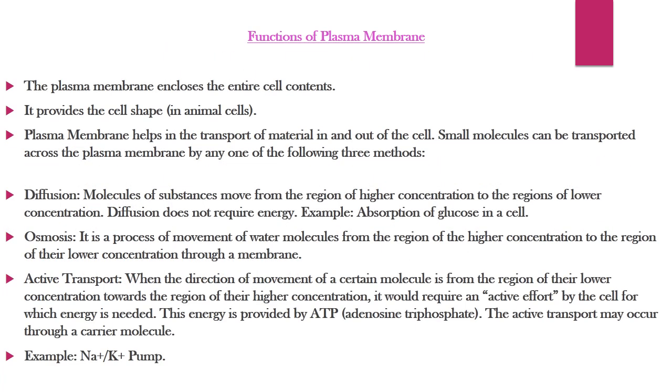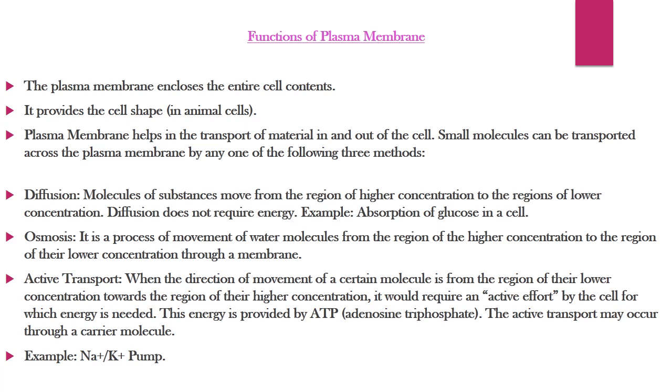The plasma membrane encloses the entire cell contents. It provides the cell shape. The plasma membrane helps in the transport of material in and out of the cell. Small molecules can be transported across the plasma membrane by any one of the following three methods.